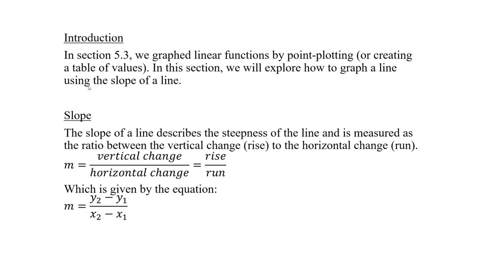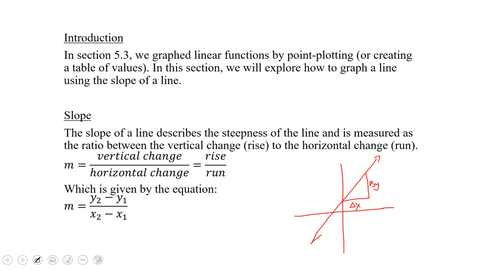Basically, slope describes the steepness of a line, and it is measured as the ratio between vertical change, rise, to horizontal change. So the slope describes how fast the function is increasing or decreasing. It's the rate of change. If you are given a function like this, the slope says how much the function changes when there is a change in x. How much change in y do you have when you have a change in x?